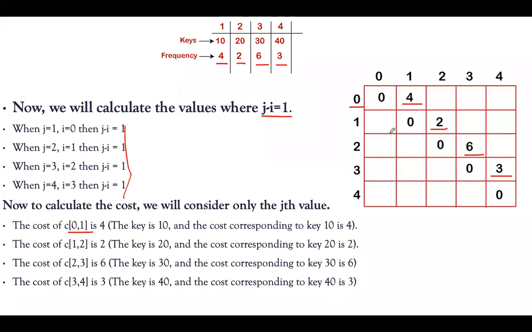See, I'm talking about the algorithm. We are following that algorithm. First, j minus i is equal to 0. Next, j minus i is equal to 1. We'll write the values like this.